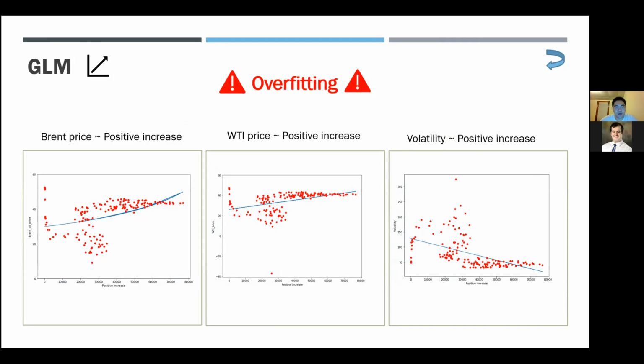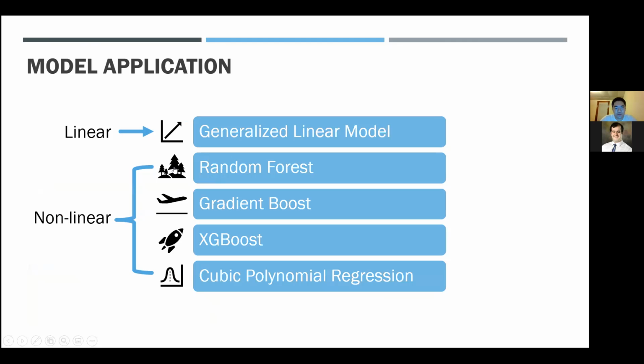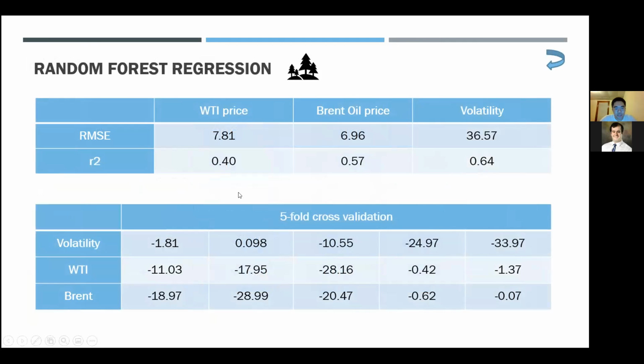Can I say that the interpretability of the linear model for this analysis is not good? Yeah, you can say something similar. Okay, then we use random forest, and the statistics show that it performs much better, especially for volatility. It has an R-square of 0.64. As you said, this is evidence that the relationship is not linear. Yes, and overfitting problems are there.